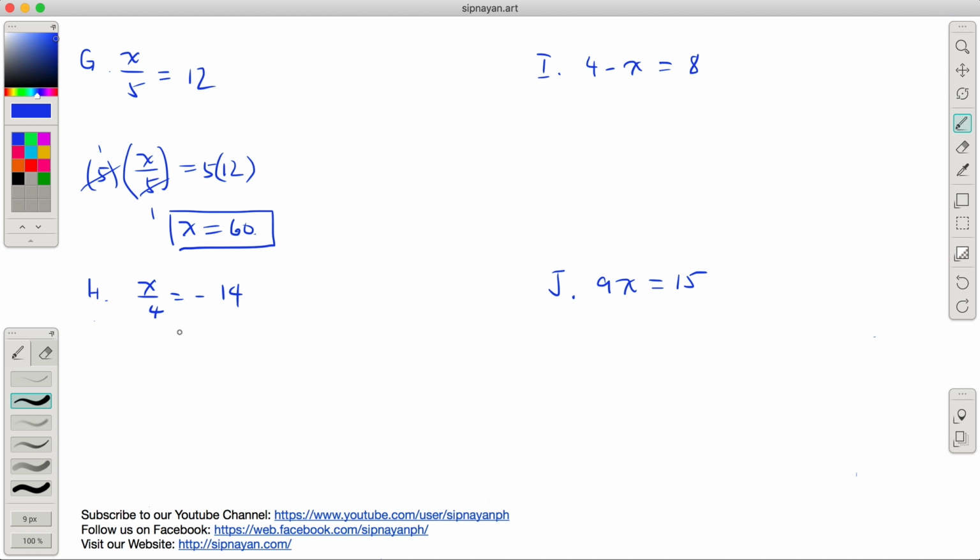Letter H, this is very similar. It's just negative. So, multiply by 4, both sides. It doesn't matter whether on the left or right, because multiplication is commutative. So, this becomes x equals, what is negative 14 times 4? This will cancel. Negative 56, right? Okay, letter I is quite interesting because there are two ways to do it.